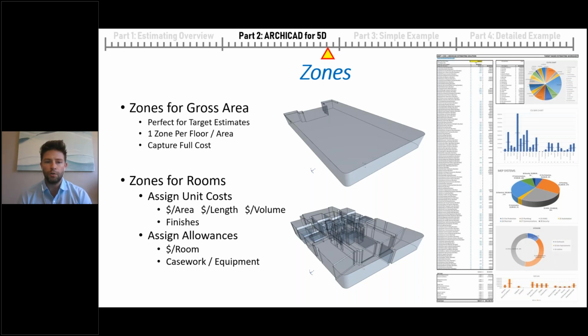And then we also have zones for rooms. So these are different program spaces that we might assign unit cost data based off the area, or the perimeter measurement based off length, maybe even the volume. So this can be really useful for assigning different finishes to a particular room, as well as assigning allowances for maybe equipment within that room or casework, or just assigning costs based off how much money we need to put in that bucket for that particular program space.